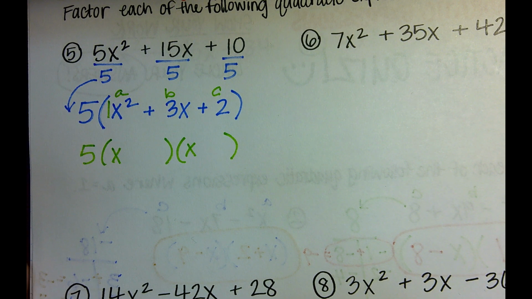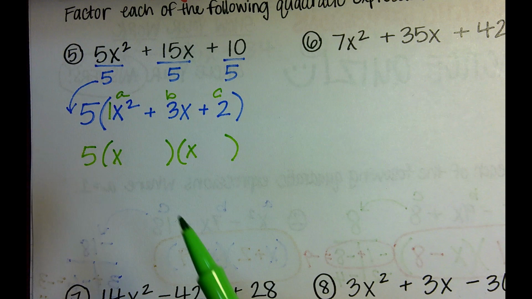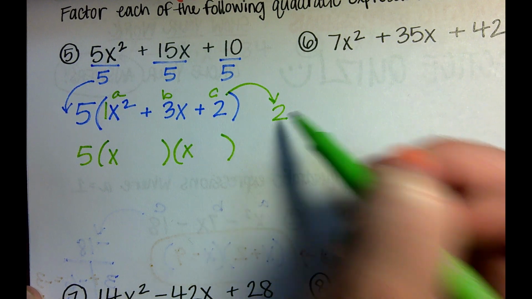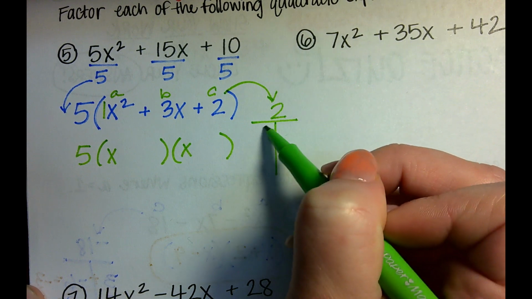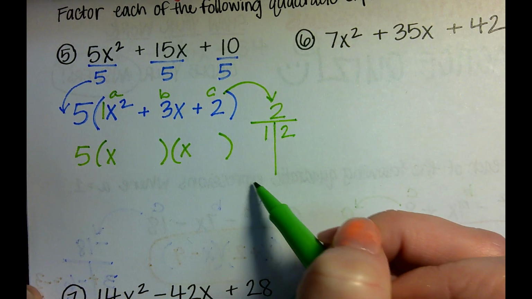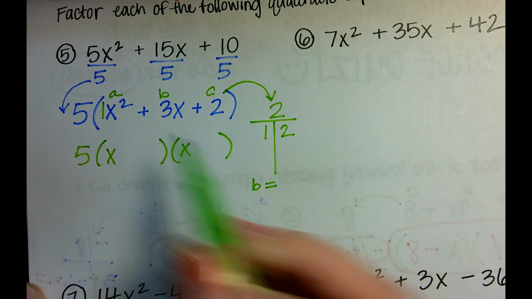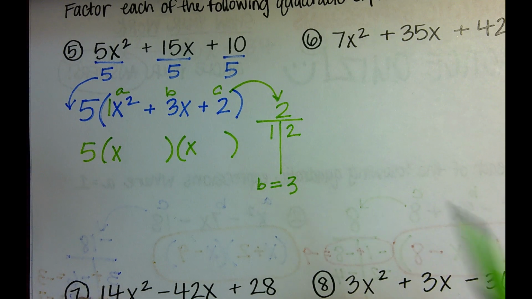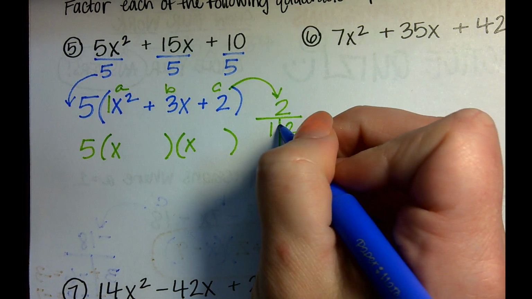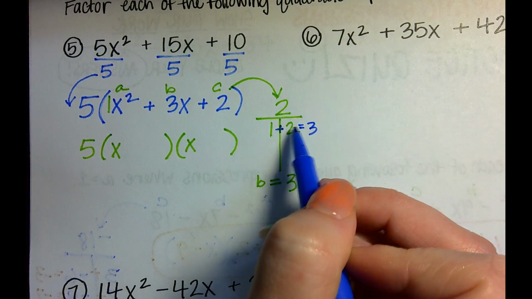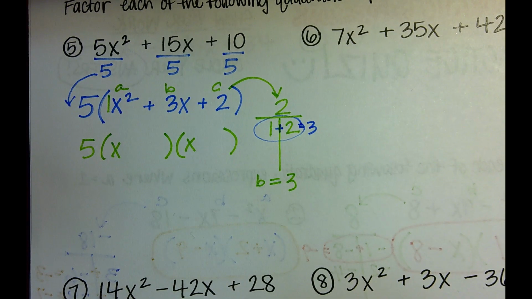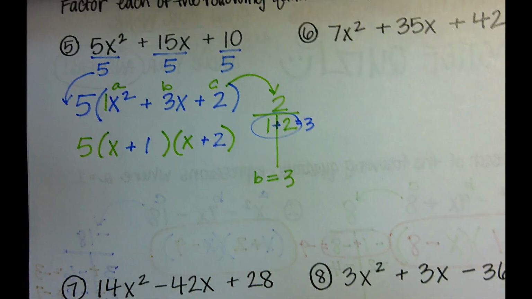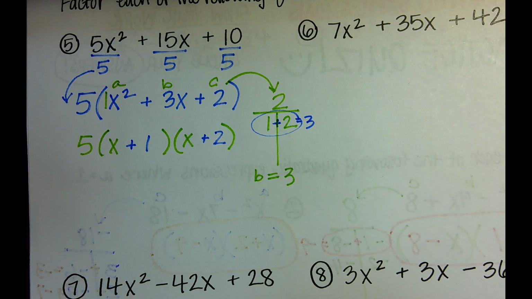And now we just are factoring like normal. Just pretend the 5 doesn't exist. Factors of C of 2: 1 and 2. What do they need to add up to? 3, our new B. 1 plus 2 does equal 3. So, that's what goes in the parentheses. Plus 1, plus 2. And that would be our answer.